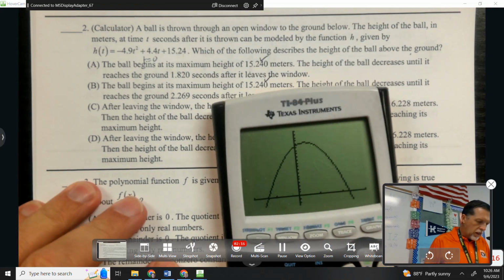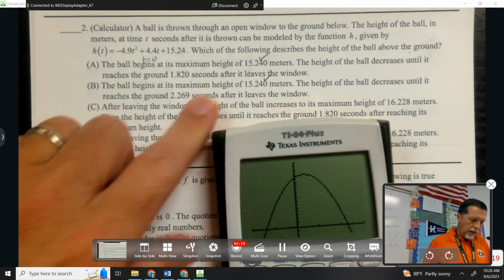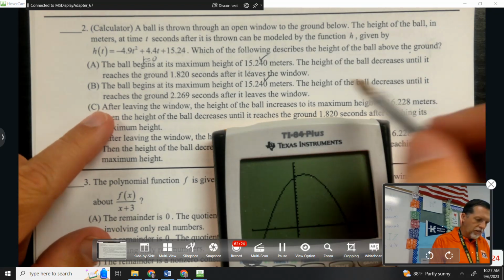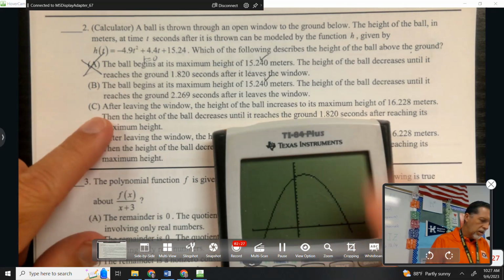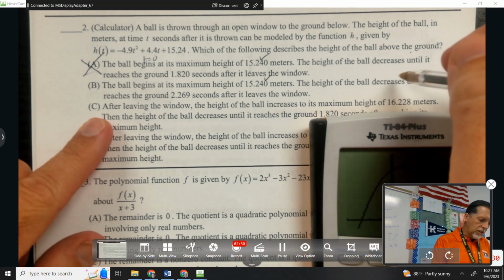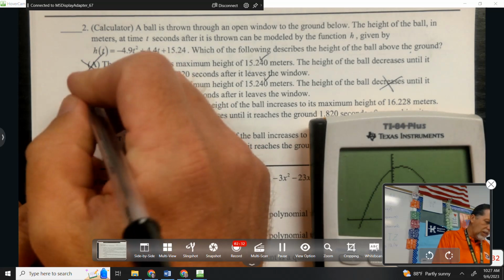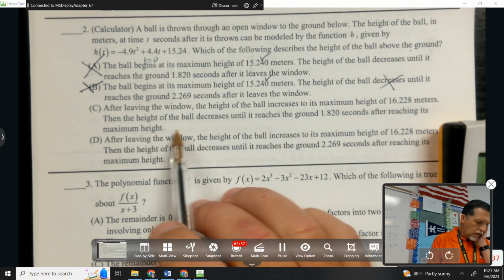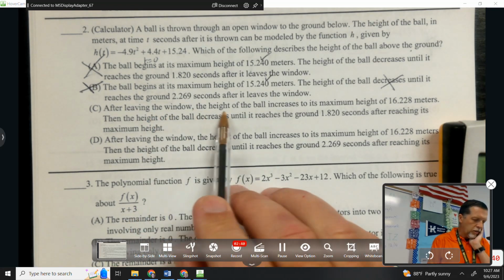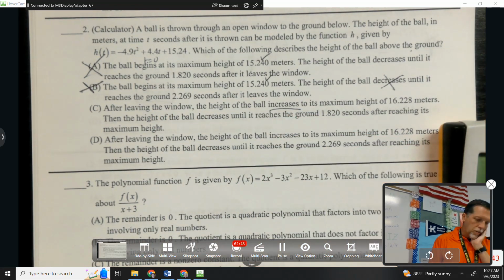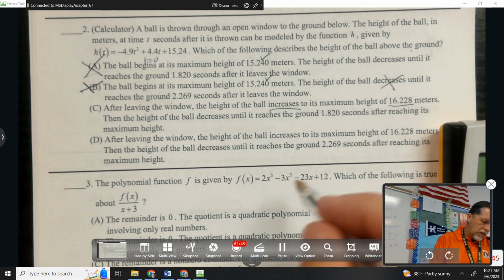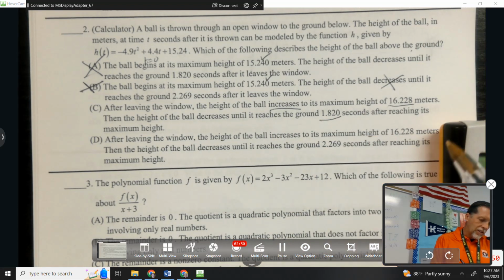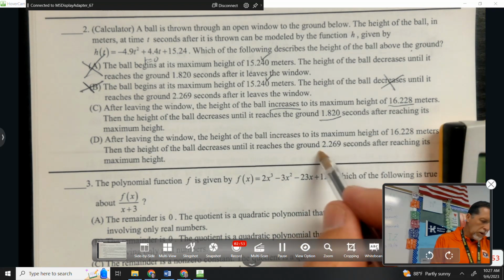Okay. The ball begins its height at 15.24. I know that. The height of the ball decreases until it reaches the ground 1.8 seconds after. No, it goes up first, so that's out. Part B. The height of the ball decreases. No, the ball does not decrease. I mean, it increases first and then it decreases, so those are out. Answer choice C. After leaving the window, the height of the ball increases to its maximum height of 16.228. The height of the ball decreases until it reaches the ground 1.8 seconds later, or 2.2 seconds later.